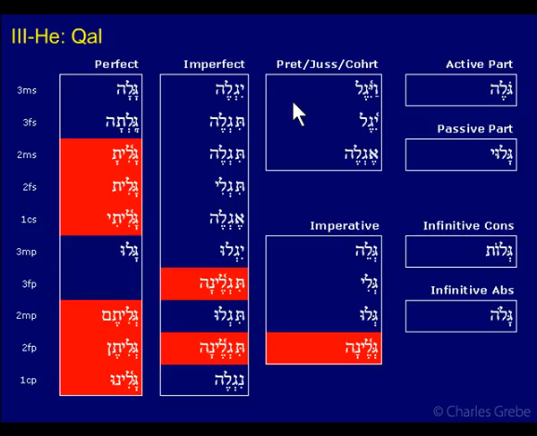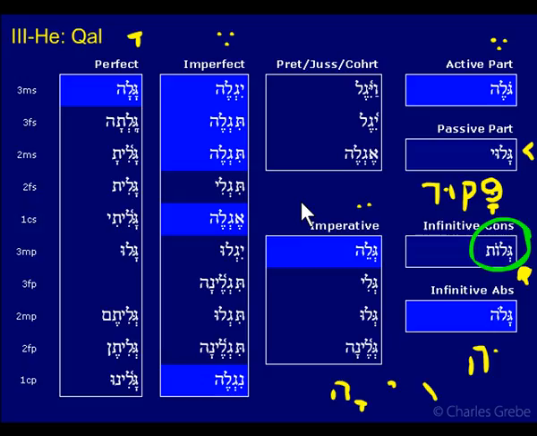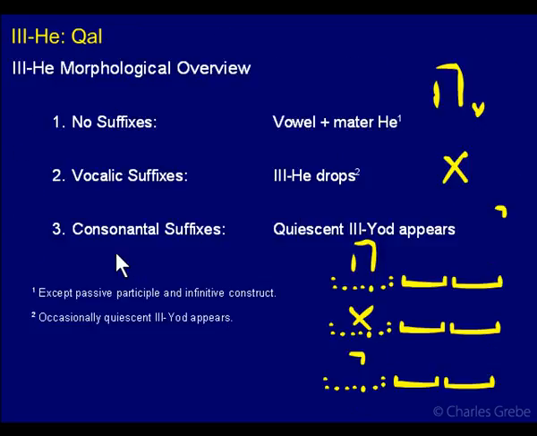Then lastly, what about consonantal suffixes? These are the forms with consonantal suffixes. We've got tav all the way through here, right? Tav and then a nun, and here we have na and na and na. So these all have consonantal suffixes, and the rule, maybe I should go right back here, refresh ourselves. With consonantal suffixes, the rule is that this yud appears, the quiescent third yud appears. The yud appears, and it's acting as a vowel. See right here? Just like the hey acted like a vowel, it's this original third yud that's appearing.